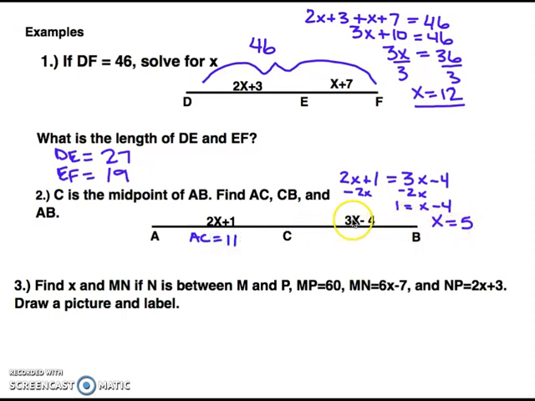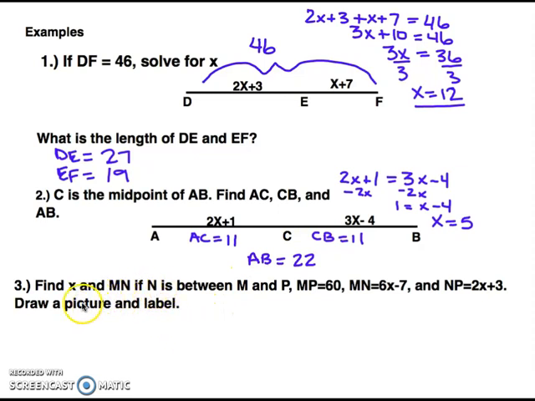You can plug your 5 in here and figure this out, but we know that these two sides are congruent. So if AC equals 11, then CB is also going to equal 11. To figure out AB, which is the total distance, we can just add these two together. So AB is going to equal 11 plus 11, which is 22. And that's how we would solve for that.